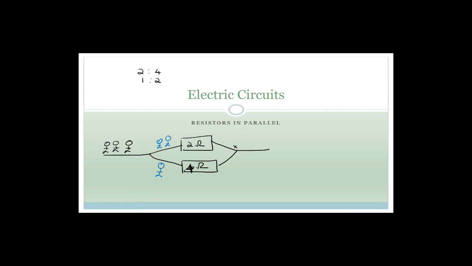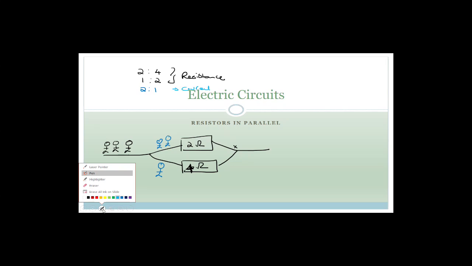So now if you notice, this is the ratio of 1:2, but if you look, this is the current. These are the resistances. The current is opposite, it's 2:1. So if we look at this being the resistance and this being the current, do you see that it's the same ratio, but it's opposite?